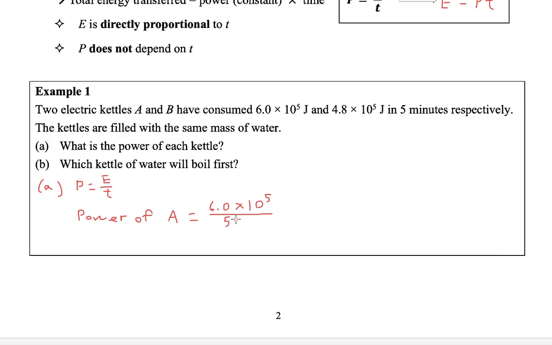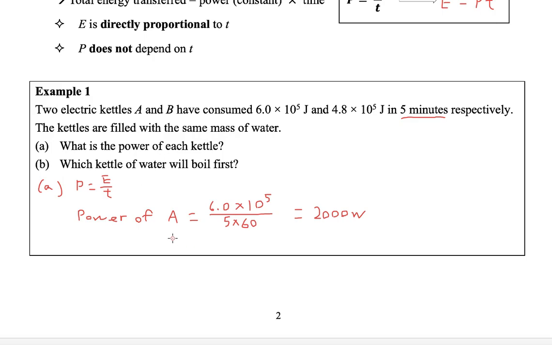Yes, no, it's not 5 because it's 5 minutes here. Remember, we defined the units for this time here should be seconds. So it's 1 minute, there are 60 seconds, so it's 5 times 60. And by calculation, the value should be 2000 watts.